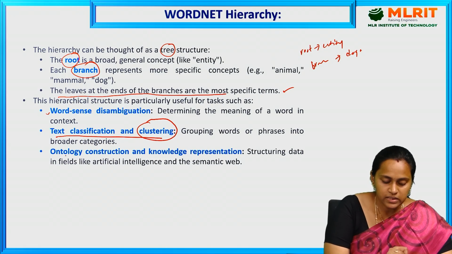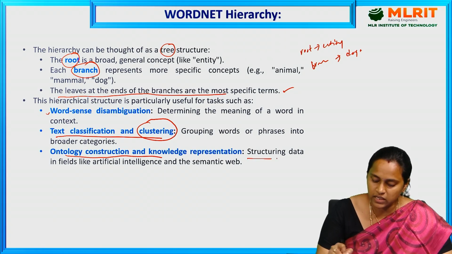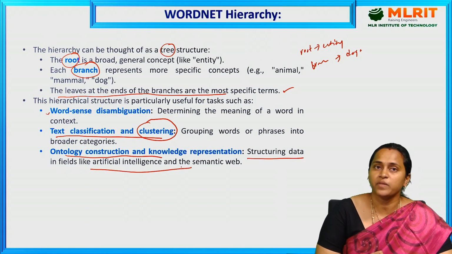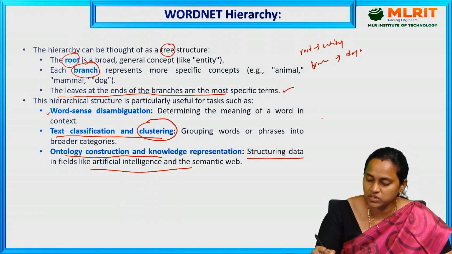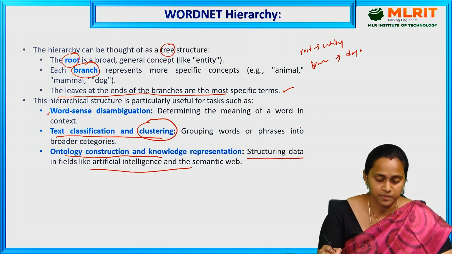Next, ontology construction and knowledge representation. What is the meaning of knowledge representation? We are taking structured data, like in artificial intelligence and the semantic web. That means a step by step procedure by taking the discourse knowledge. In the previous video we discussed knowledge, that means a database that you are taking in a structured format.